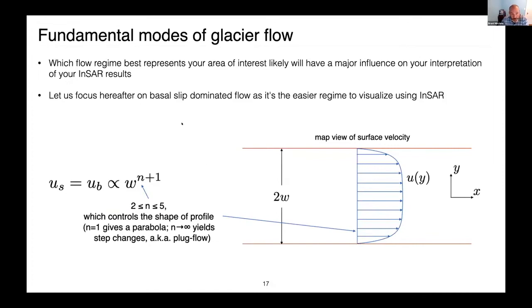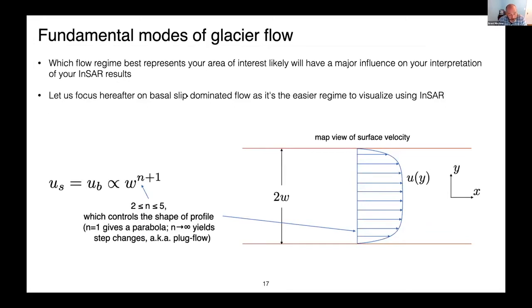Now, which one of these flow regimes best represents your area of interest is likely to have a major influence on your inference of your InSAR results. So if you're sitting in this class and you're thinking about using InSAR for glacier observations, just keep in mind this type of variability. It's common to simply assume one or the other within the field, but it's good to keep in mind that those are very often assumptions, and not necessarily things that we have a great sense or a great understanding of.